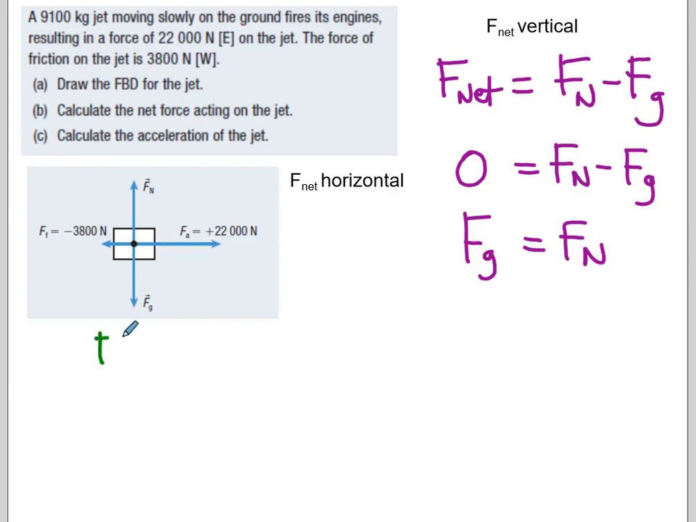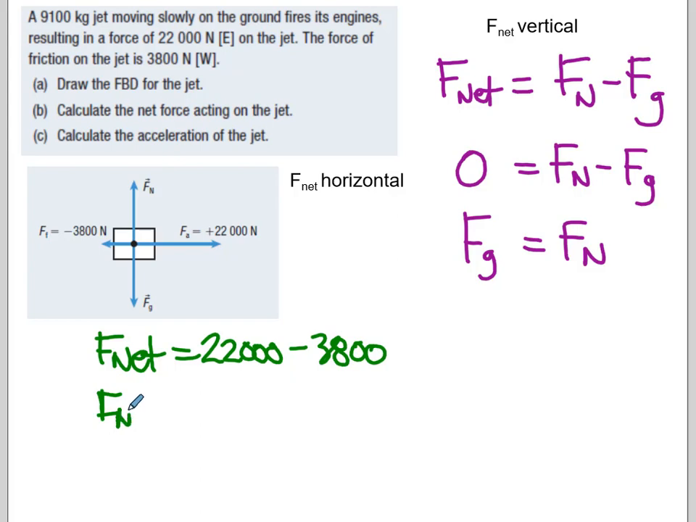If we write an F net statement, we would have 22,000 minus 3,800. So our F net is 18,200 newtons.